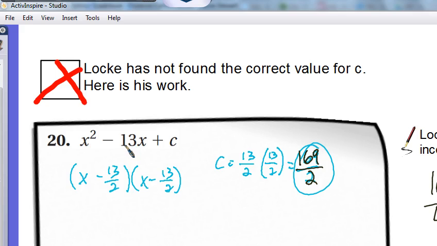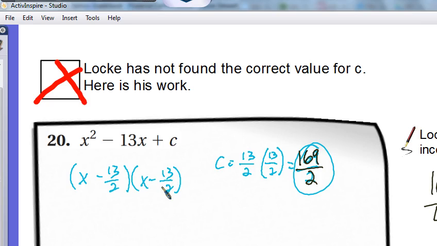To get negative 13x with two identical numbers, to add them together and get negative 13, we're dividing, taking half of that number. Negative 13 halves times x, negative 13 halves times x, so we have negative 13 halves x minus 13 halves x. Putting the 13 halves together, we have 26 halves or 13. Or you can look at it as half of 13 and half of 13, you put together two halves of 13, you get 13.